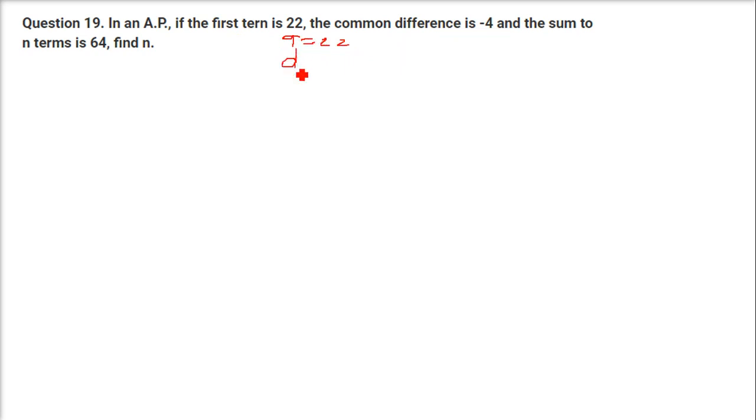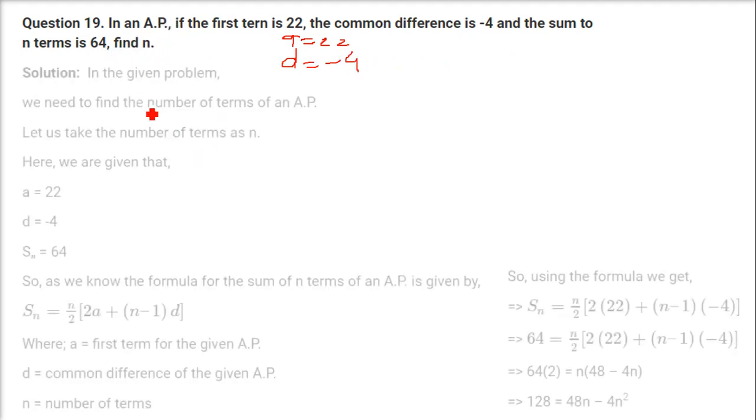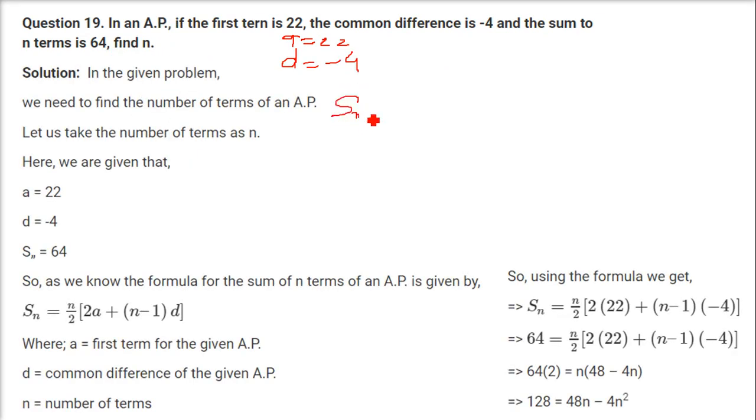If in an AP the first term a is 22, common difference d is minus 4, and the sum to n terms is 64, find n. So the sum is given, that is Sn is given. So n by 2 into 2a, that is 2 into 22, plus n minus 1 into d, that is minus 4, is given as 64. So you just have to solve this.